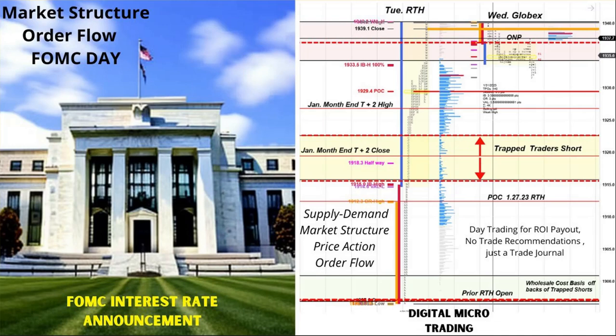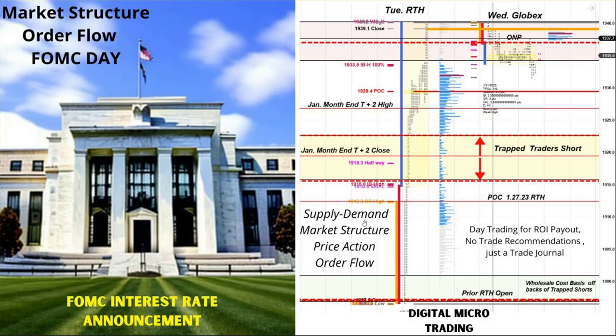I'm Digital Micro. You're on the Digital Micro Trading Journal channel, and we are doing market structure order flow for FOMC day. One of the biggest volatile days of the month is going to be this FOMC day. And what I want to cover here is market structure, order flow. You've got to know going into this announcement what the supply and demand look like, the market structure.